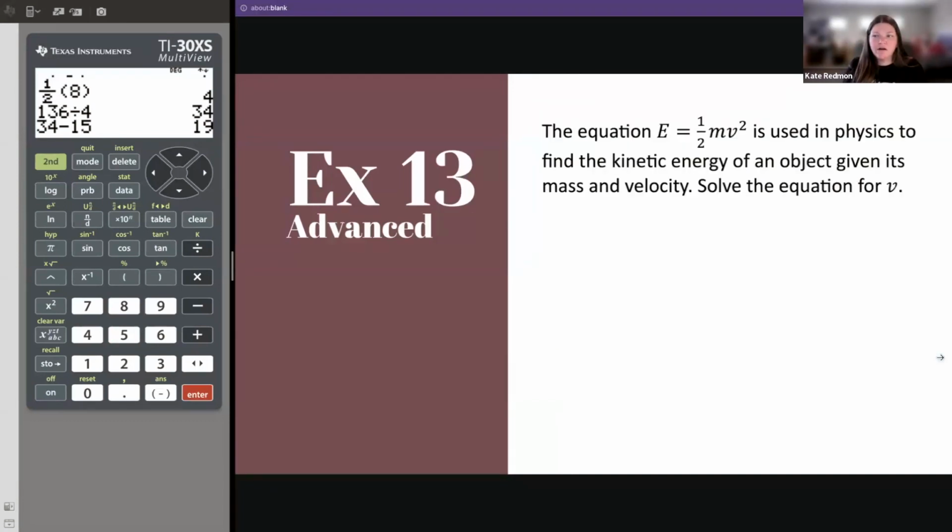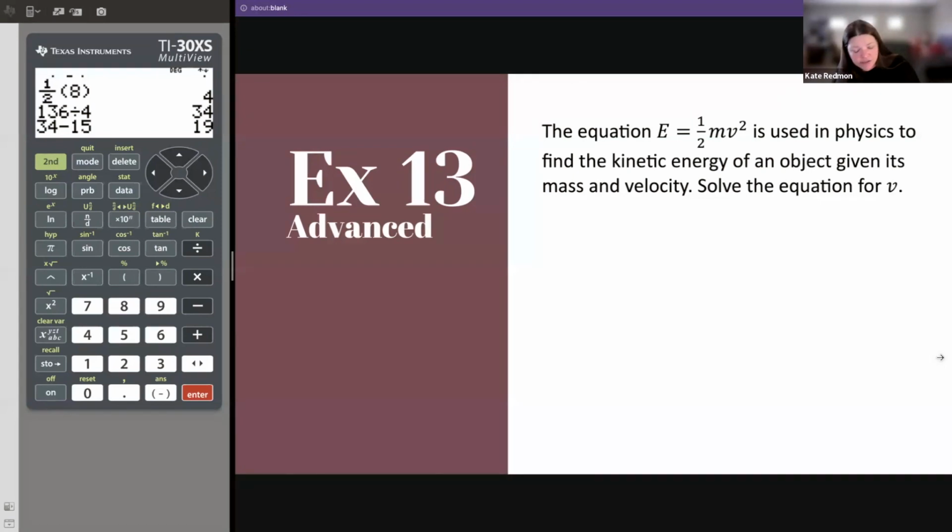Nice. Are you ready? This is a skill most commonly used in science, chemistry, physics. We're going to use this skill. So you could see this particular style of problem on the GED Math or the GED Science tests. The equation E equals 1/2 mv squared is used in physics to find the kinetic energy of an object given its mass and velocity. Solve the equation for V.